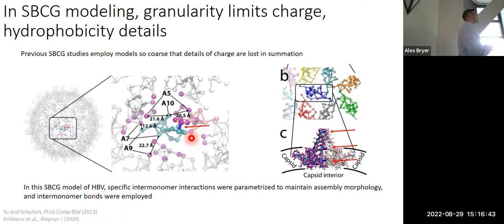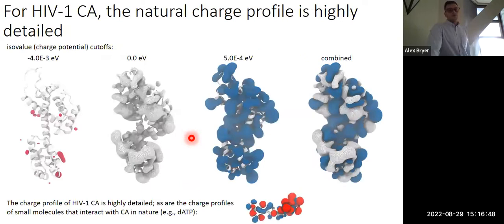So for HIV, which is a system that we study a lot and which was the motivating force behind looking at this method, we know that the charge profile is highly detailed. So here's a charge density grid using VolPool and VMD, shown at some different cutoffs to show the negative and positive charge details. And you can see there are a lot of features. It's a very feature-rich charge profile.